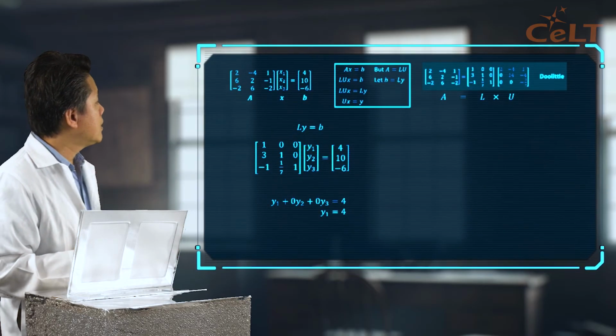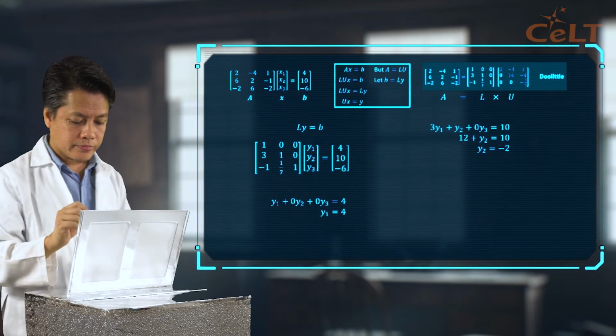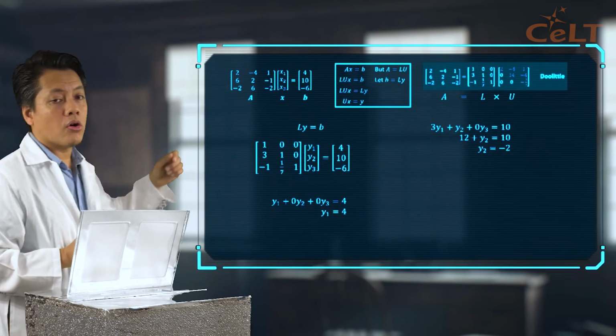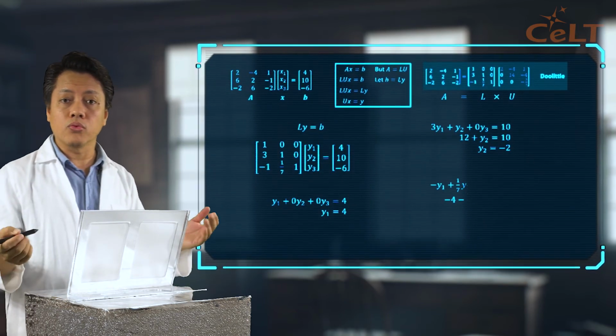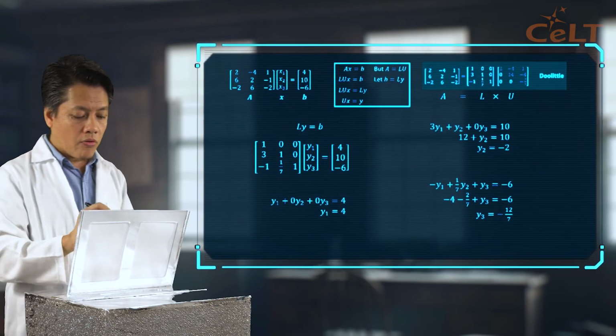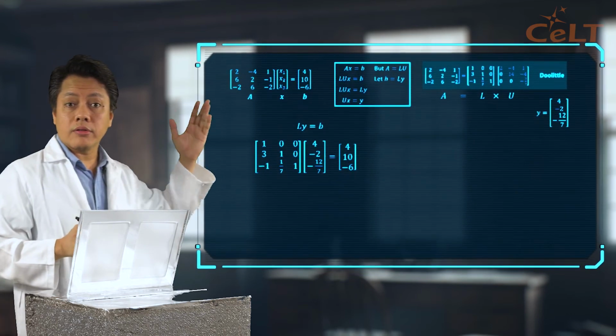y1 is known, and we get y2 equal to minus 2. And the last one, y3, since y1 and y2 are already known, then we get the value of y3, and we are done with vector y. We are going to use vector y in the next process. Our final step now, Ux is equal to y, using vector y that we have just derived.